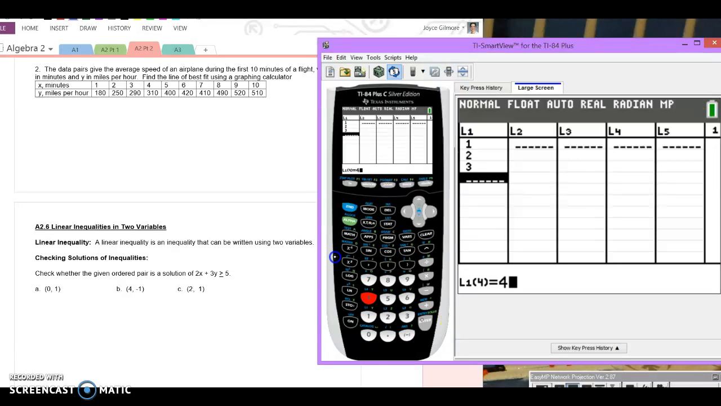Now you might be thinking, this takes forever to enter this data in, but take a look at this data. Would you really want to try to graph this by hand? What kind of scale would you use for your y values? Having to go from 180 to 510? That's like craziness. So yes, it does take a little while to enter all of this data, but I promise it's faster than graphing it yourself, drawing in a line that fits the data, finding the equation of that line, and all of that.